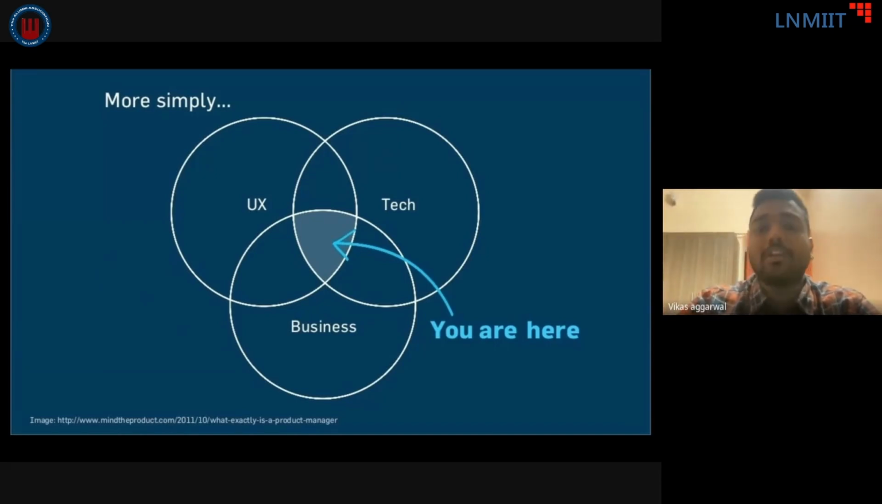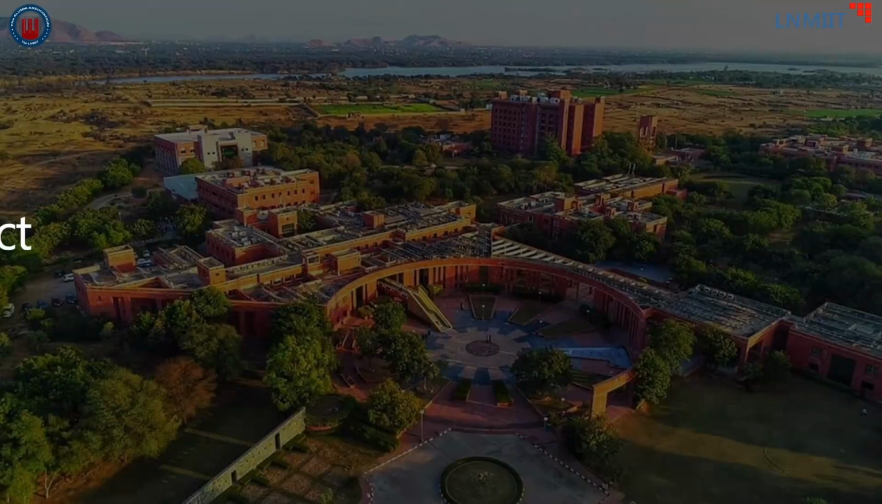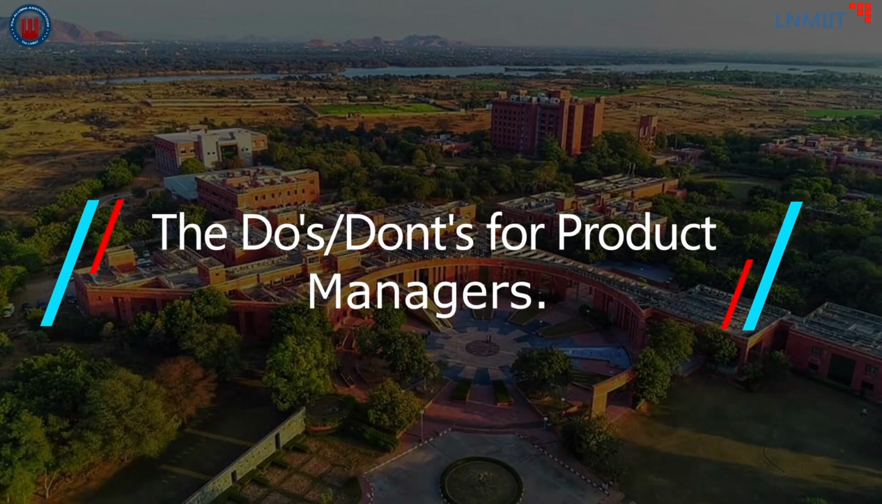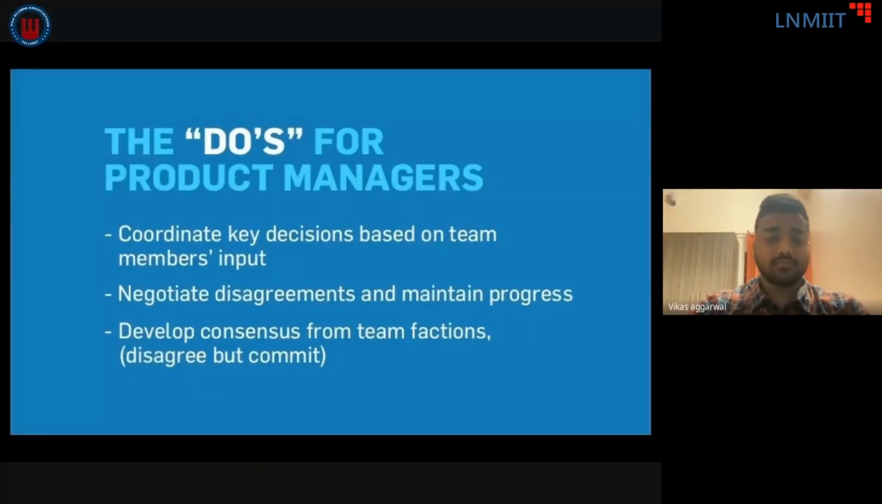And then accordingly all these issues are transferred to the technical team, the software engineer team. Now again, these are the do's for the product manager. Again, the same thing. They negotiate the disagreements and maintain the progress, and they develop consensus on the team factions. Disagree but commit. See, consensus is very much important.